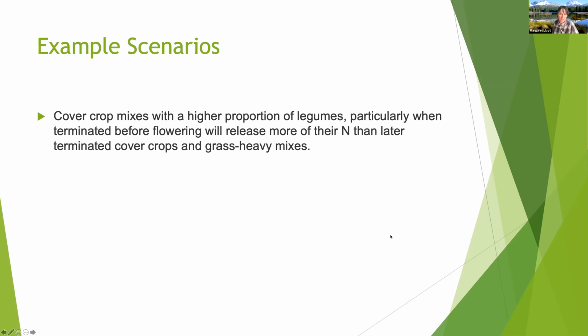So some food for thought. The cover crop mixes with a higher proportion of legumes, particularly when terminated before flowering, will release more of their N than later terminated crops and grass-heavy mixes. So I apologize, I didn't quite emphasize that in the legume growth, I talked more about the cereal growth, but in the legume growth, the tissue N content is maximized just before flowering or early flower. So that's where that curve will start to decrease for the legumes.